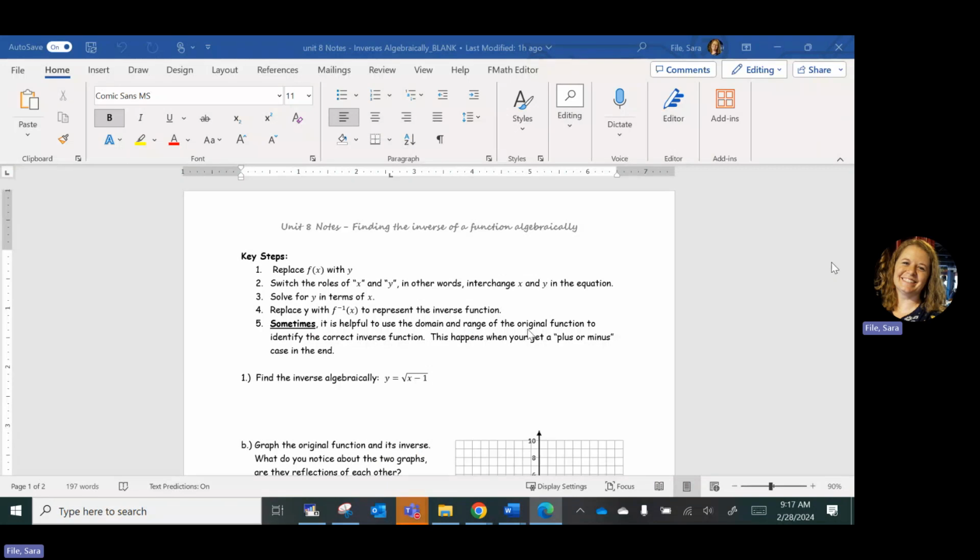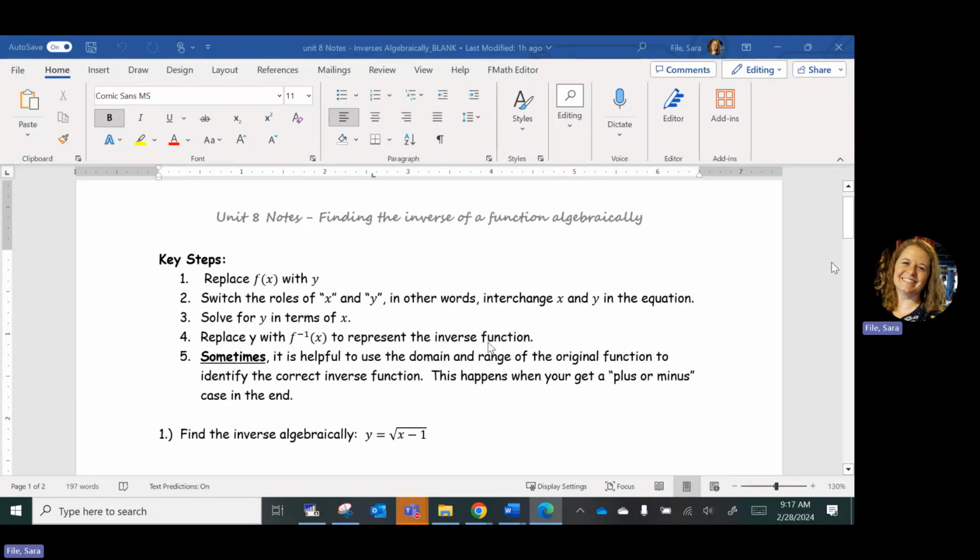So this is the last page of the notes packet that you picked up on Wednesday. The first page was solving the radicals algebraically, and then I showed you how to confirm them graphically. The second page of the notes was finding inverses graphically. Now this last page is going to be finding the inverses algebraically.